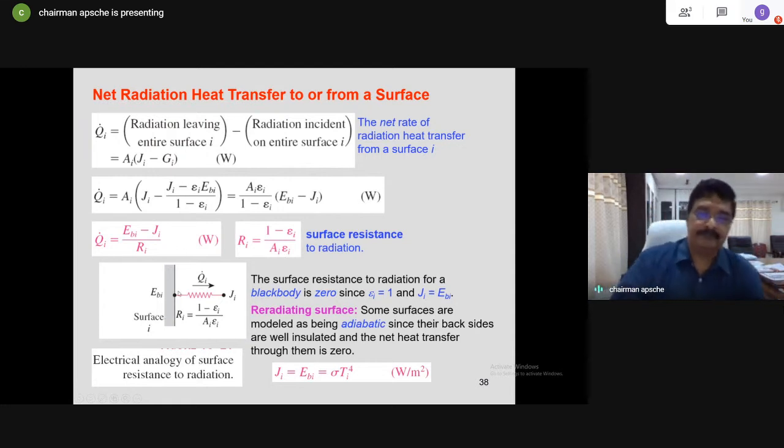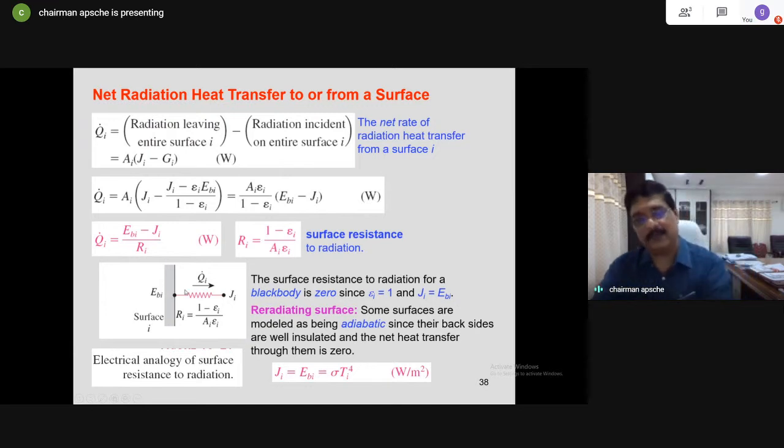That's how it is. A surface, had it been a black body, would be emitting radiation equal to EB. For a black body, please look at it, emissivity is equal to 1 and resistance is 0. Emissivity is equal to 1 and therefore resistance is equal to 0. So for a black body, the amount of radiation is EBi. Straight away what comes up is EBi because the resistance is 0. For any other surface, the radiation resistance depends on the emissivity and the area. So the equations are given.